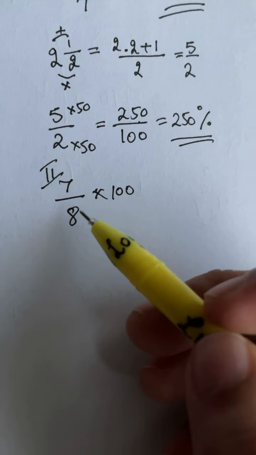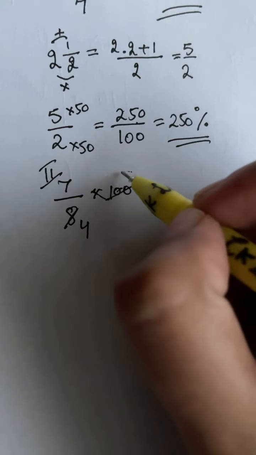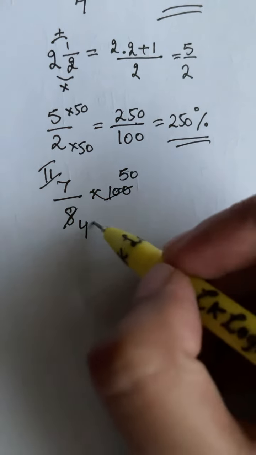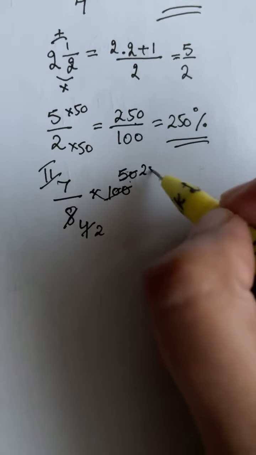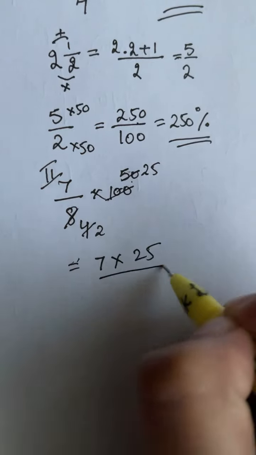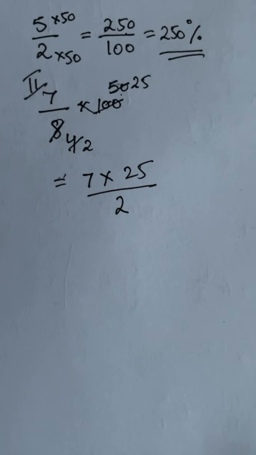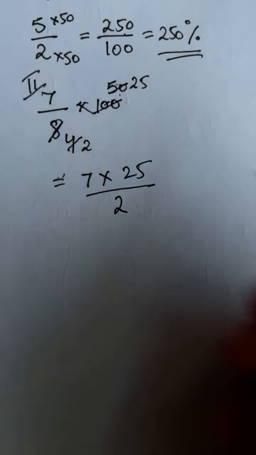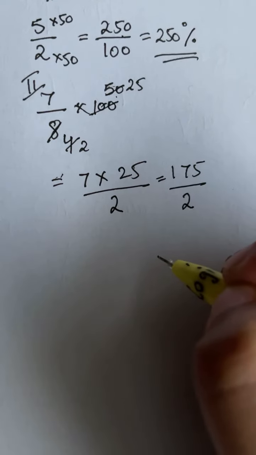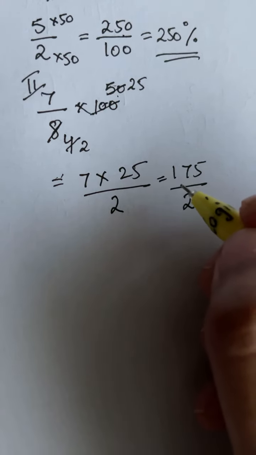So you can just simplify. 2 times 4 is 8... 100 over 8, cancel out. 50 over 4. Again, you can cancel out. 2 times 2 is 4, and you get 25. So you have 7 into 25 over 2. Now I don't think it can be simplified further. So you have 7 multiplied by 25 over 2, which will give you 175 over 2.